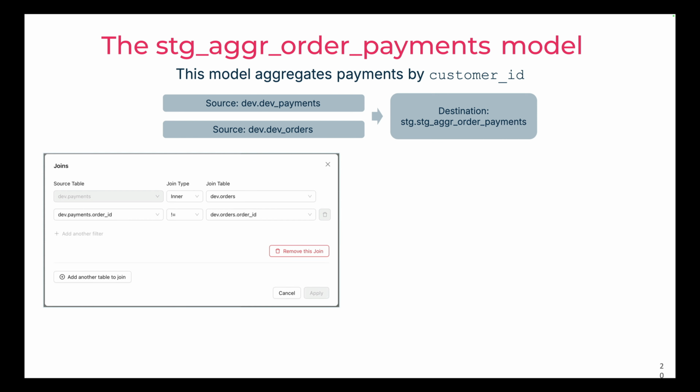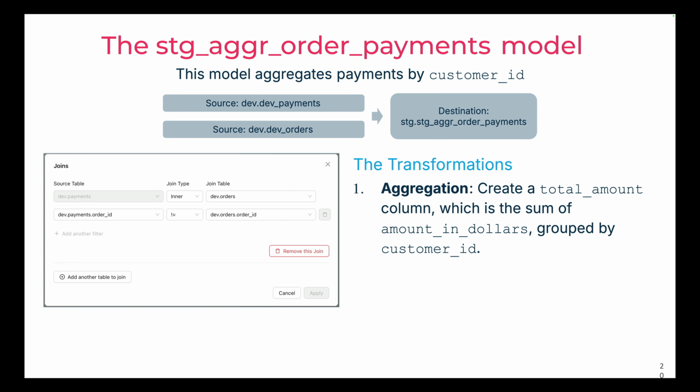So this is how the join configuration will look like in Visitran, which we will see in just a bit. As you can see, we are doing the join on the order ID column. We will create a total underscore amount column, which is going to be the sum of amount in dollars grouped by customer ID. Then we sort the whole model by customer ID.